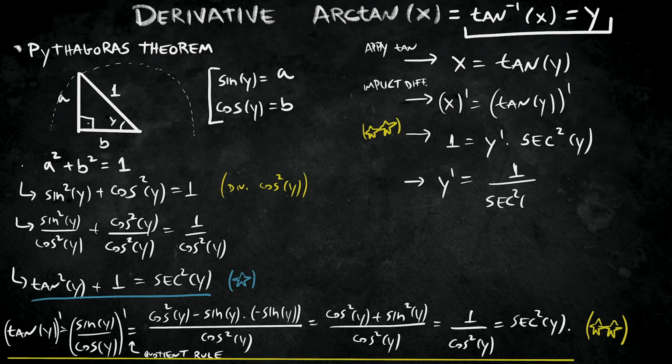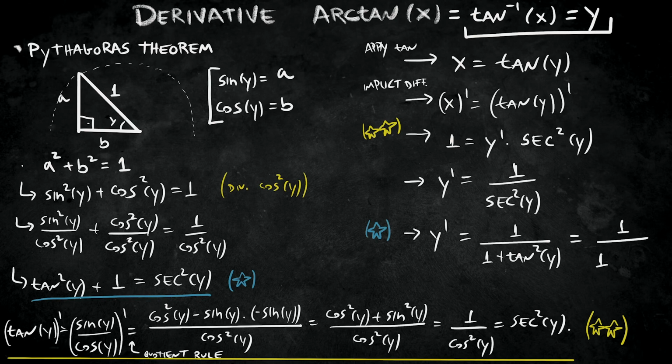Let's use the equation blue star and replace here. And then we're gonna have the derivative of y is equal to 1 over 1 plus tangent squared of y. And then I replace, because I know the tangent of y is x, so it's 1 over 1 plus x squared. Okay, that's perfect, because what is y? y is the arctan. And then we've found the derivative of arctan.